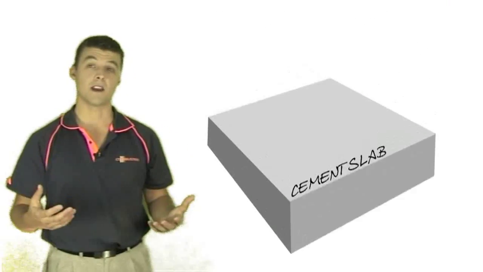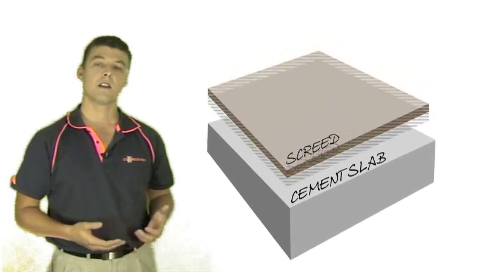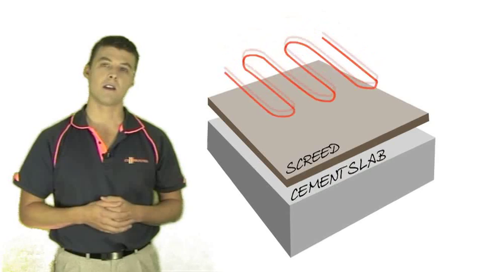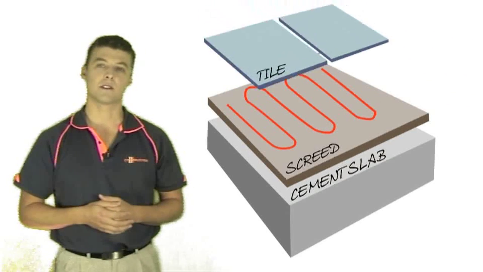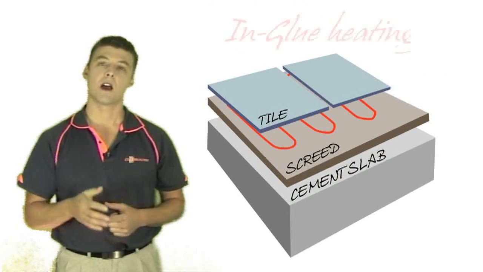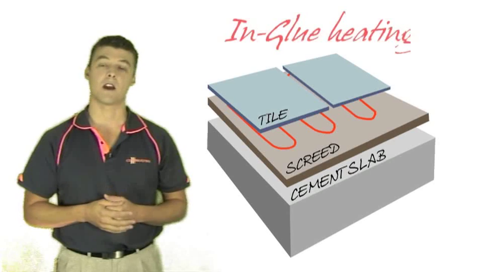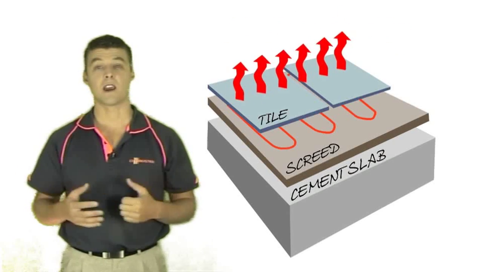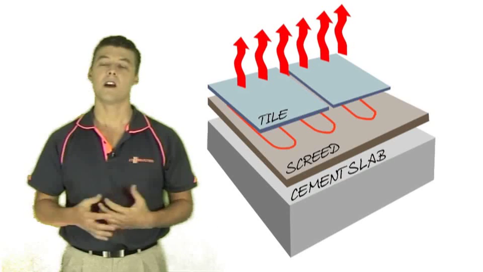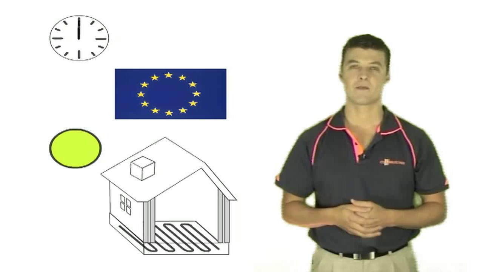With in-glue heating, the slab goes down, then a tile bed, if required, and the thinnest cable is stuck down in the required shape and the floor finish is applied directly over it. This results in heat going directly through the floor and up into the room.